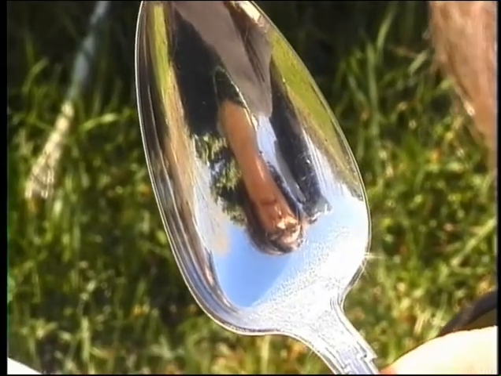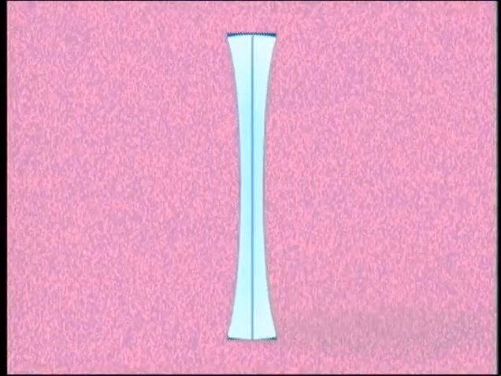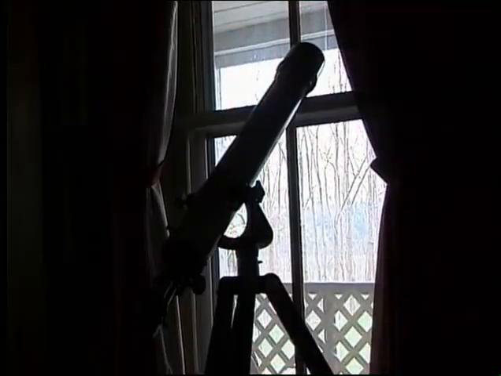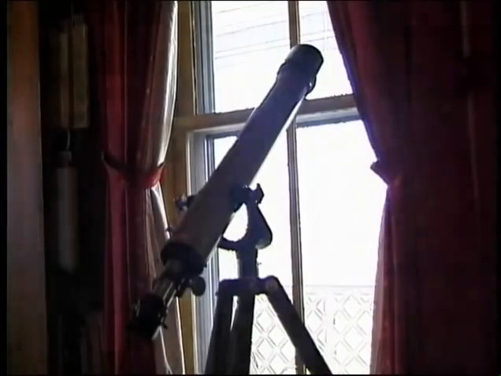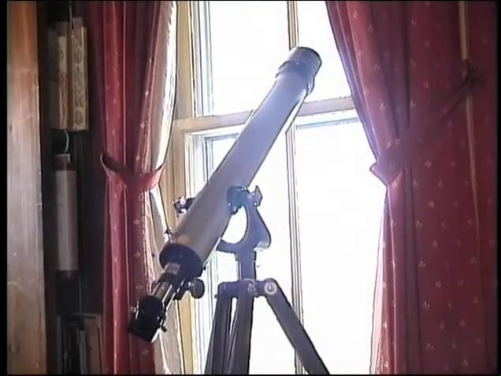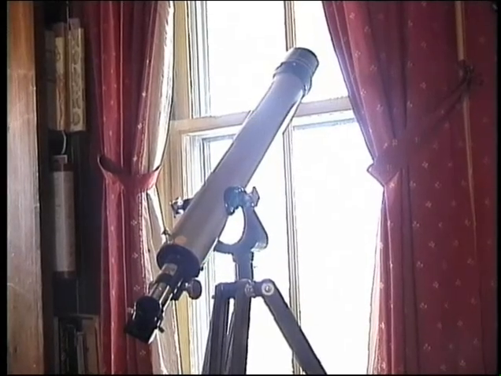Have you ever seen your reflection in a spoon? A spoon is a type of concave mirror. A concave mirror is a type of mirror in which the surface curves inward. Concave mirrors are very useful in telescopes, helping to gather light from objects in space.